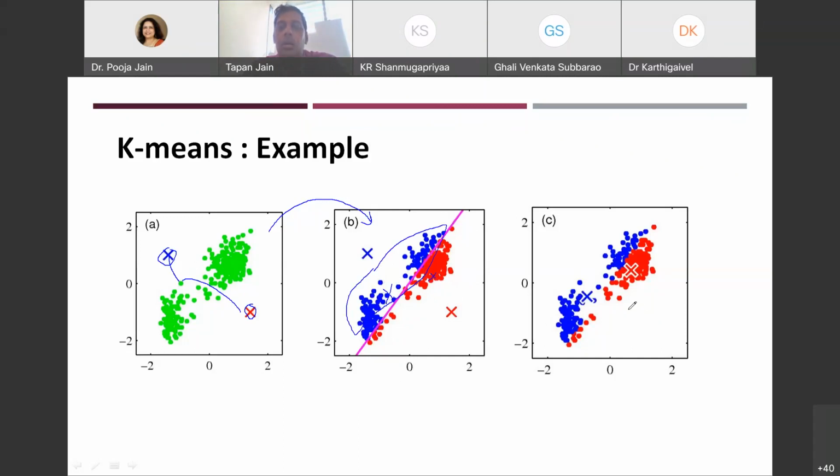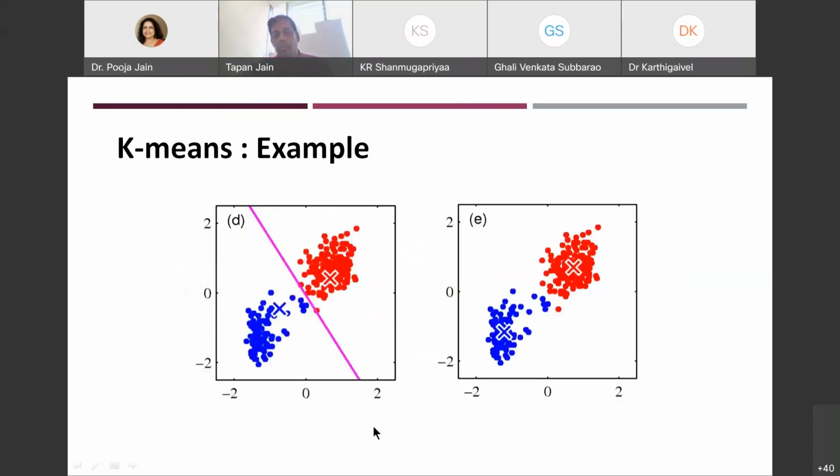Look at figure 2C. This is the second iteration. Now again, calculate the distance. For example, for this particular data point, the distance from red is minimum as compared to the blue. So again, we change the color. Then we'll move to step number 3, the third iteration. Like that, we again recalculate the centroid value. Now the centroid moves to some dense area, like that.